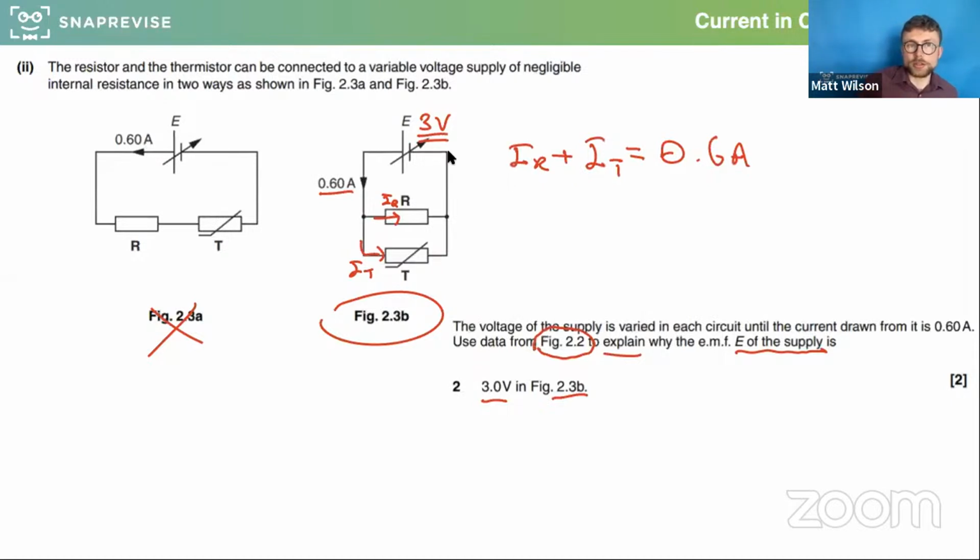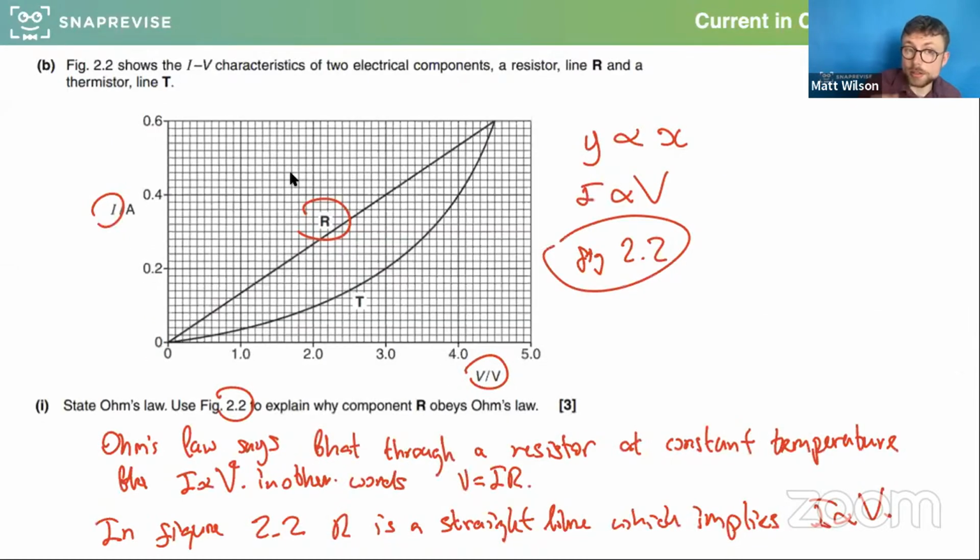So let's go back to our graph again, where we were drawing these graphs of current against voltage. So why does it make sense that the voltage would be 3? Well, if we look at a voltage of 3, what is the current for each of our components? For T, we can see that the current, IT, is 0.2 amps. Instead, if we look at R, what is the current through it? Well, at R, the current is 0.4 amps.